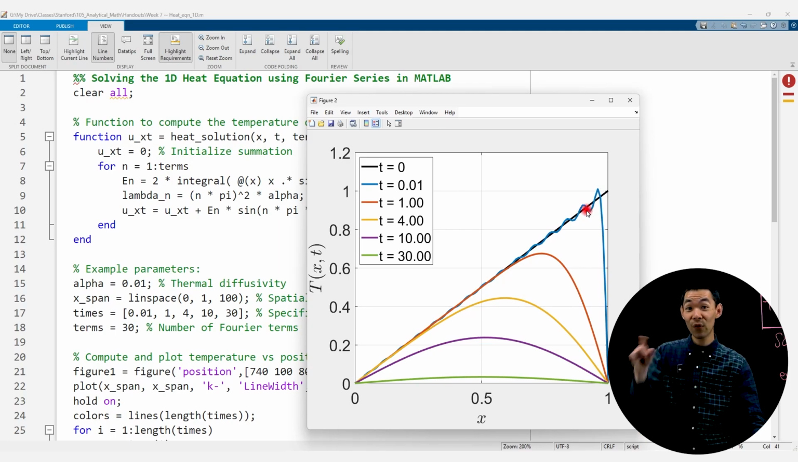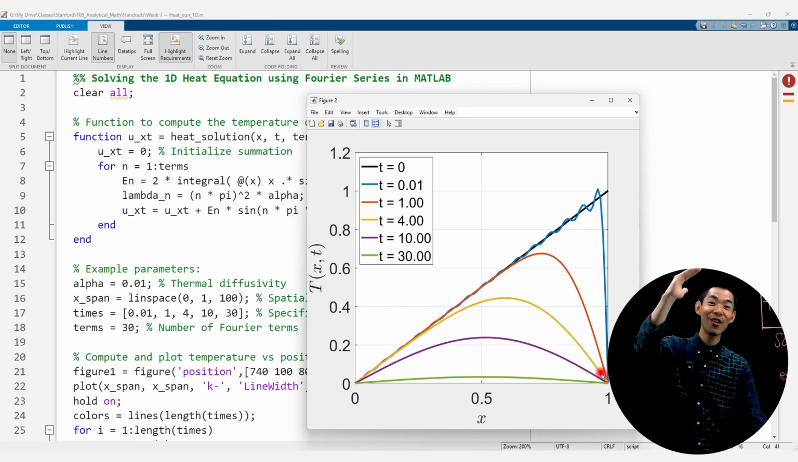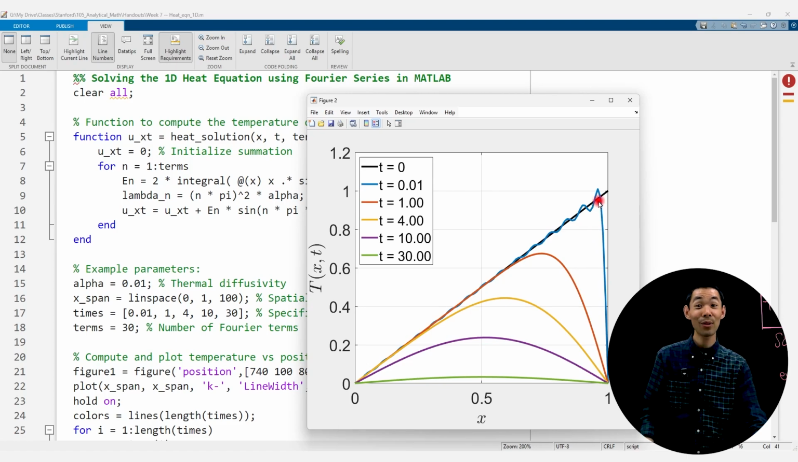a very high frequency mode and trying to plunge it back down to 0 as fast as possible, while also capturing the linear function of the slope, f of x is equal to x. That's why you see the wiggles closer and closer as you get to the boundary. Now, the orange curve is a little bit later in time, t equal to 1. A little bit later, t equal to 4, t equal to 10, t equal to 30.